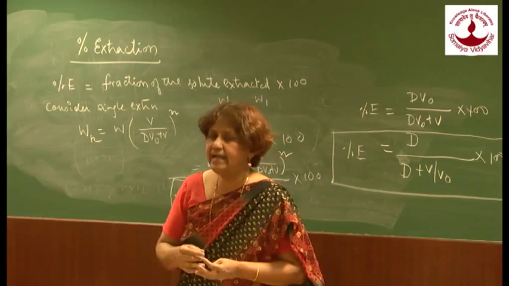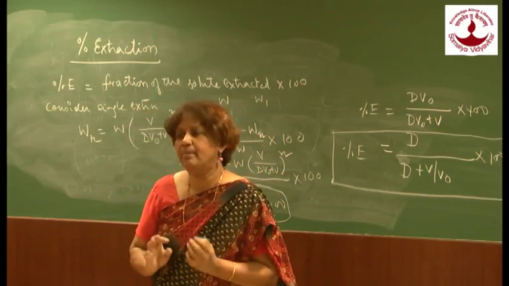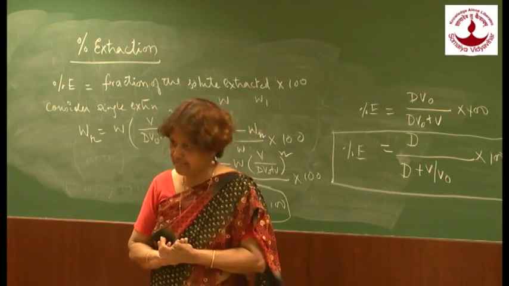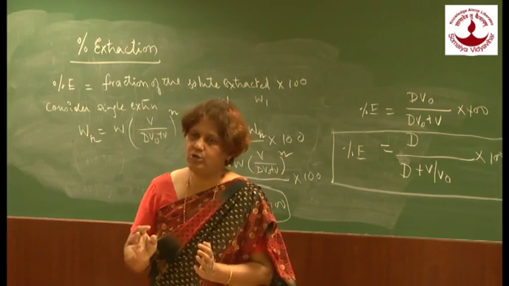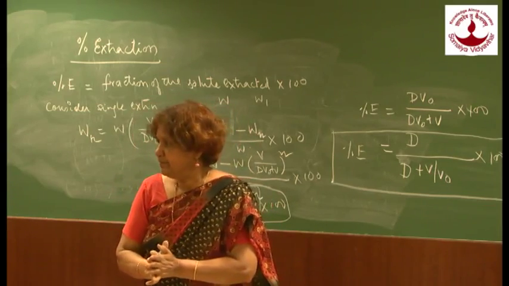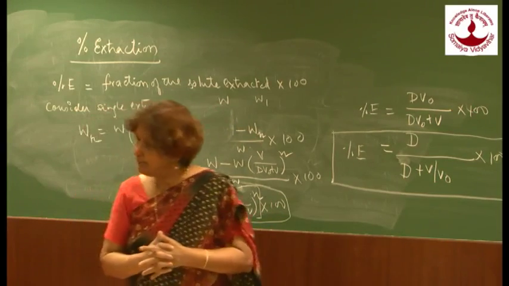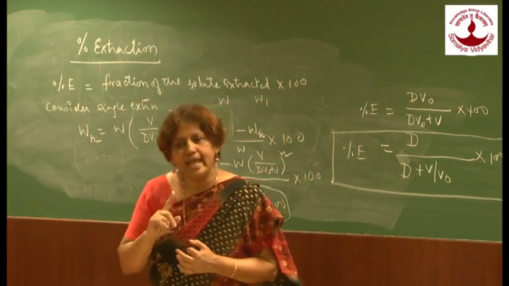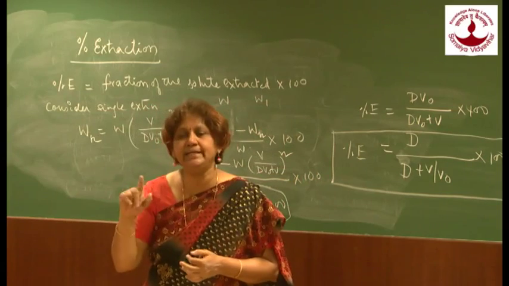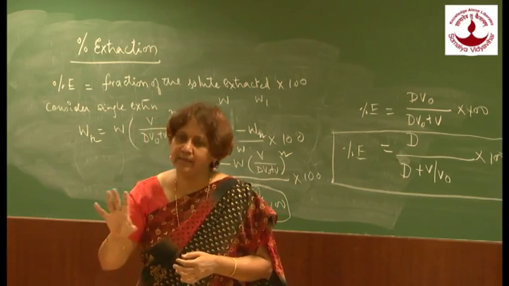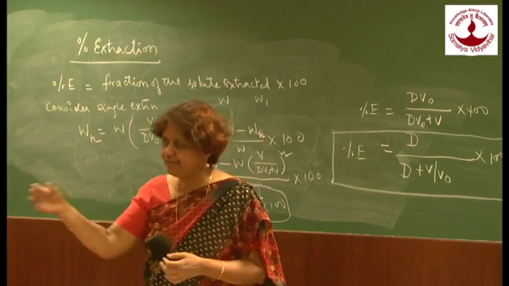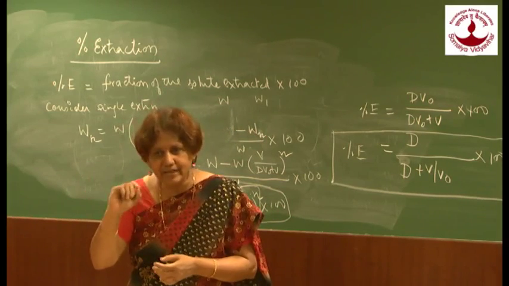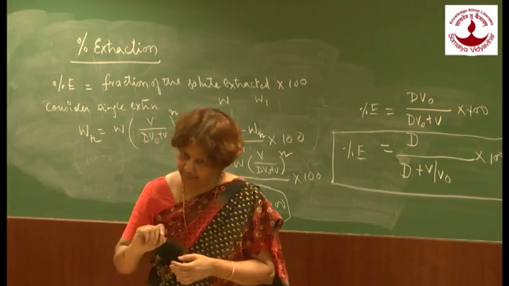We also learned that whenever we do the extraction, multiple extraction using smaller volumes are more efficient as compared to single extraction using the entire volume in one go. And finally, we learned that percentage extraction is very important. Percentage extraction can never be 100%. It can be 99.999, but it cannot be 100%. It is just that we feel it is 100% because we are incapable of detecting that very small amount of solute which is remaining behind.